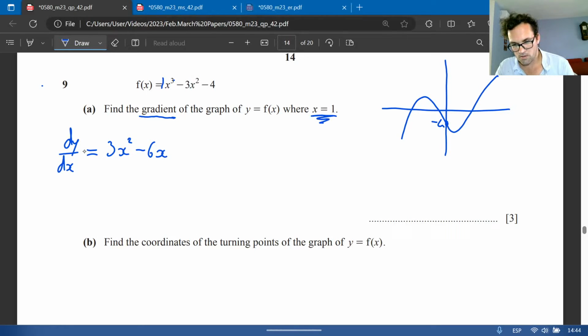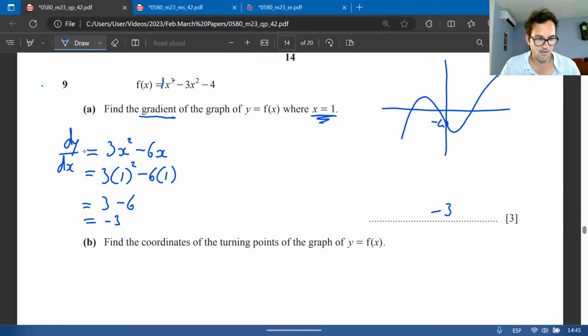We want to know the gradient when x is 1. So all we need to do is substitute 1 into x. That will give us 1 squared is 1, 1 times 3 is 3, minus 6 times 1 is minus 6. Answer, minus 3. So the gradient at that point is minus 3, which is negative, which means it goes down.